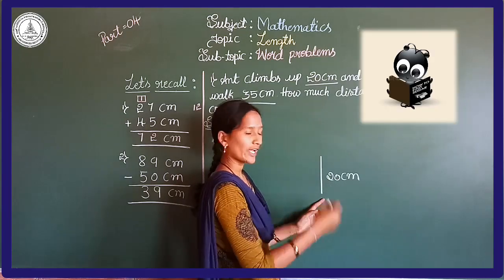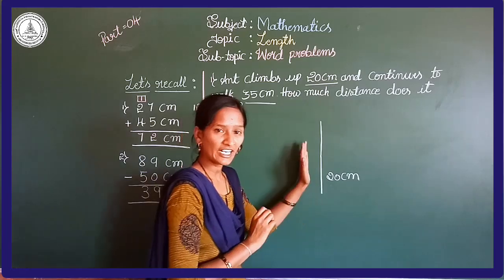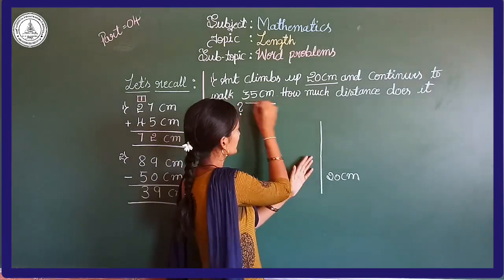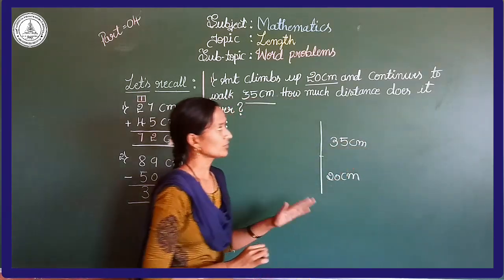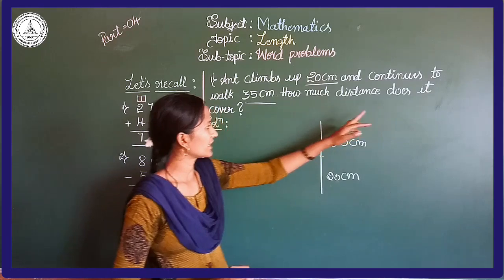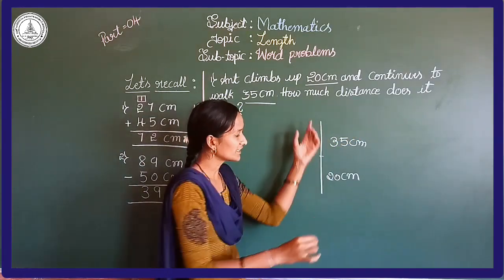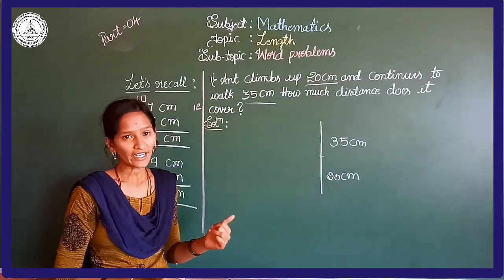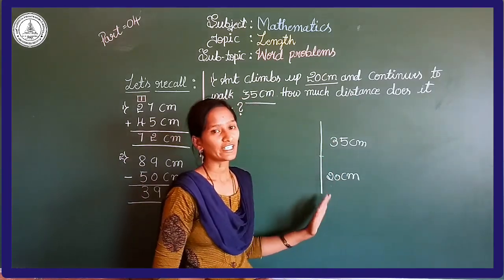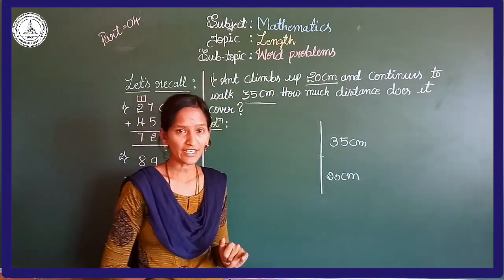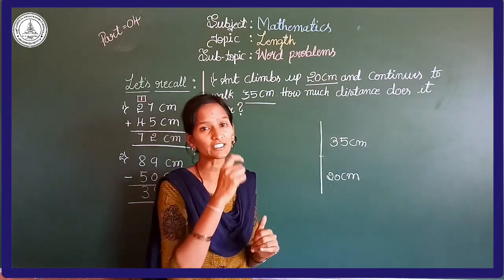After some time what happened? It continues, right? It is moving in a line, right? It continues how many centimeters? 35 centimeter. So now you have to find out how much distance it covers. You have to find the total distance this ant covers, right? So first you have to add these two numbers, then you get the total distance, right? Now you have to solve this problem by writing correct words.